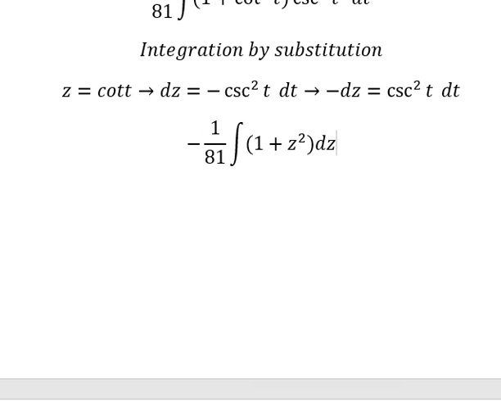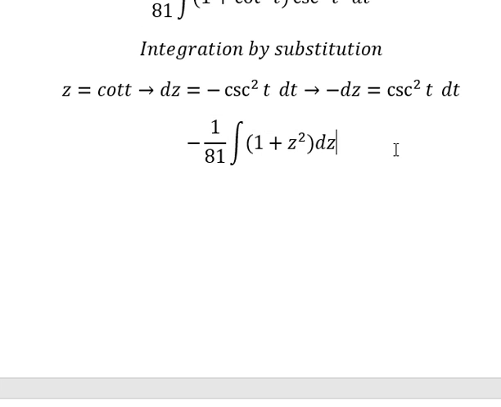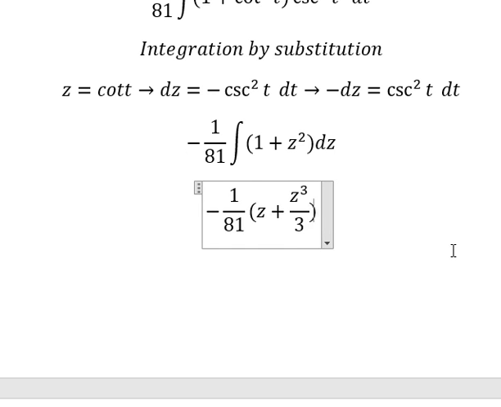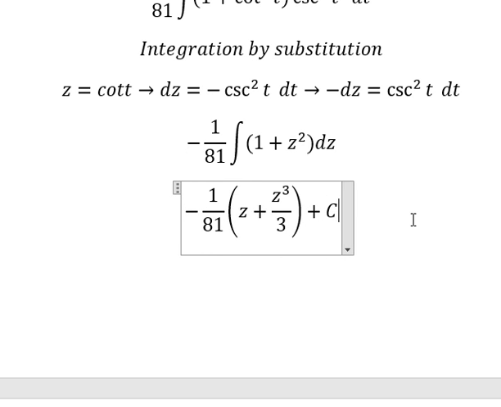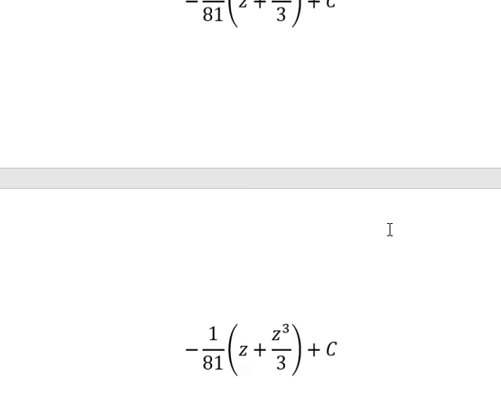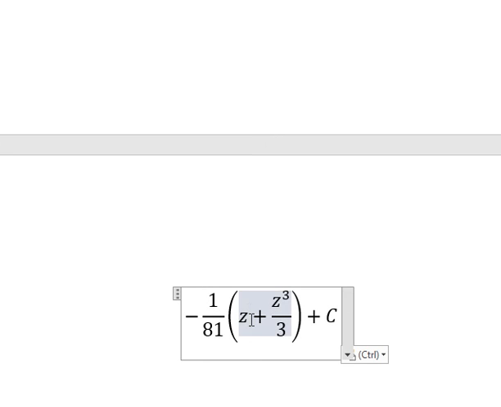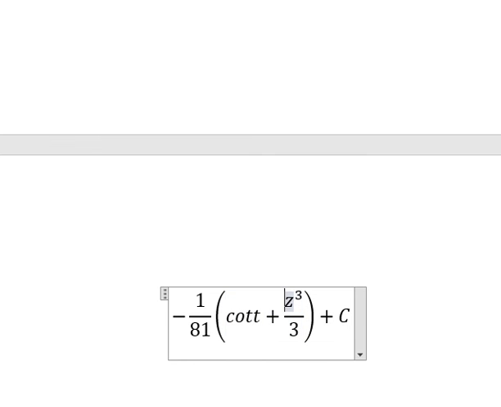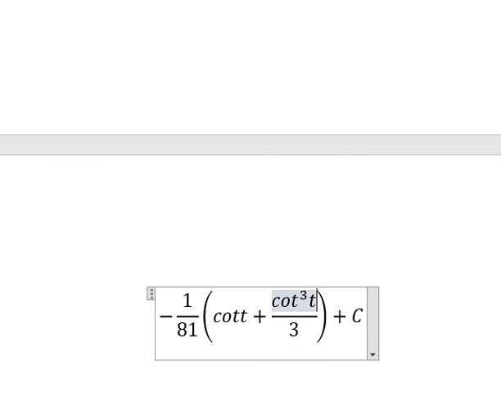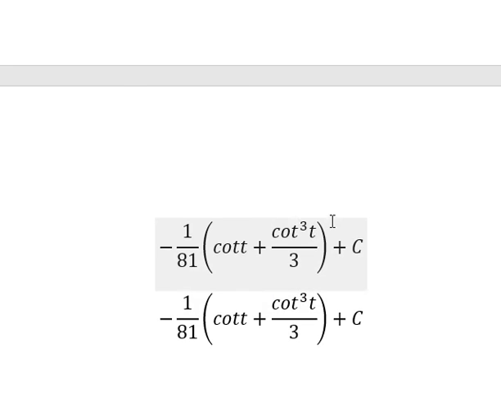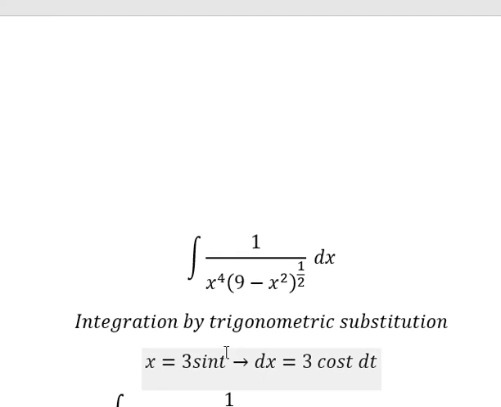And now we have the final answer. Number 1, that is about z. This one we have z to the power of 3 over 3, and I will put c. About z, that is cotangent t. About t, that is this one.